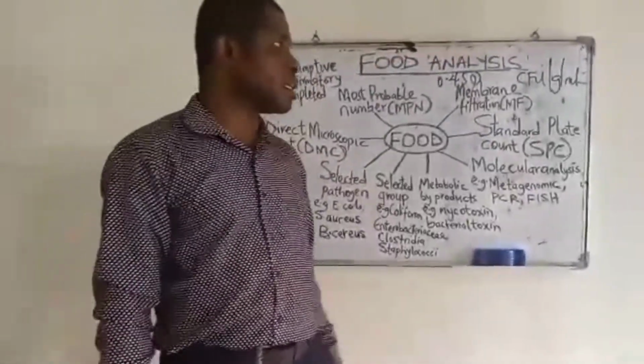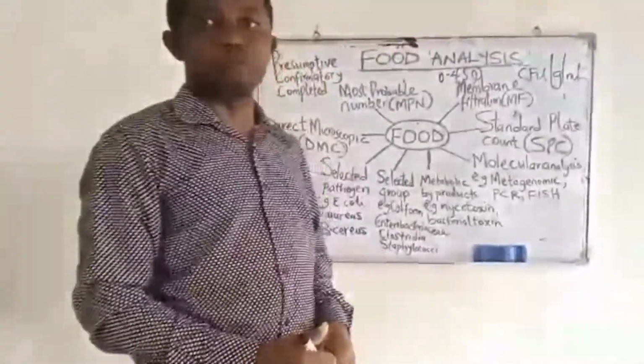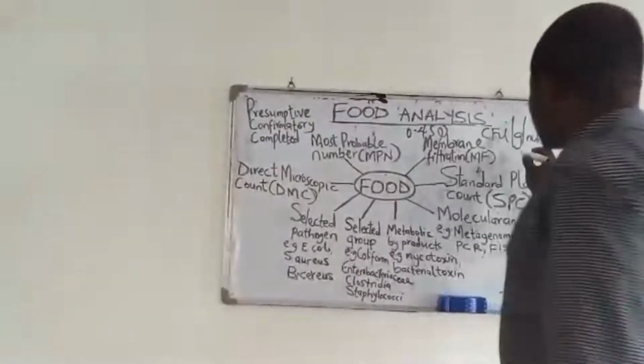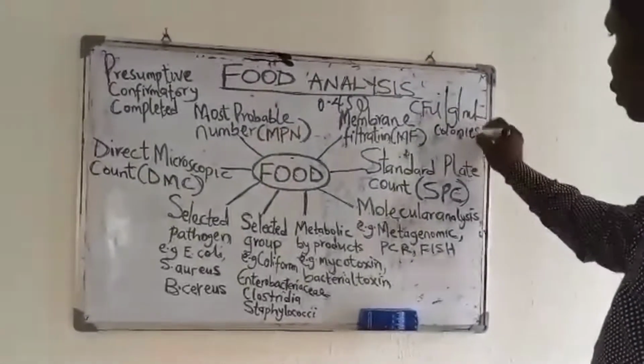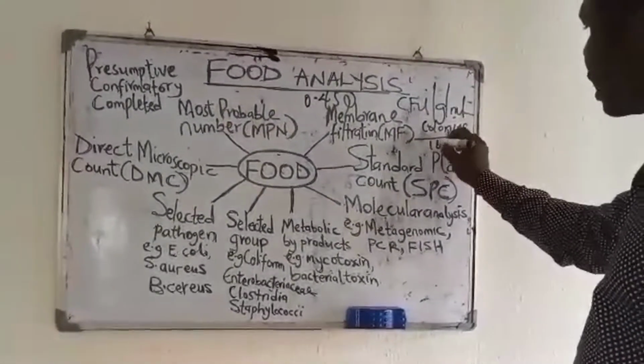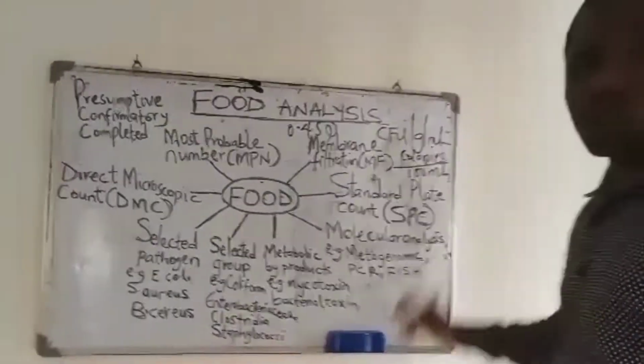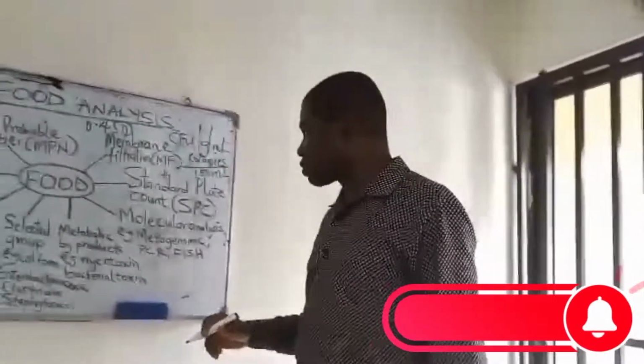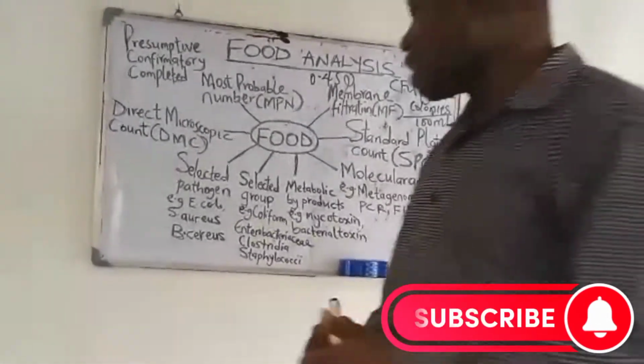These colonies are reported after incubation as what? Colonies per 100 ml. Remember, we use 100 ml to carry out the filtration. So, colonies per 100 ml. This is how it is reported.